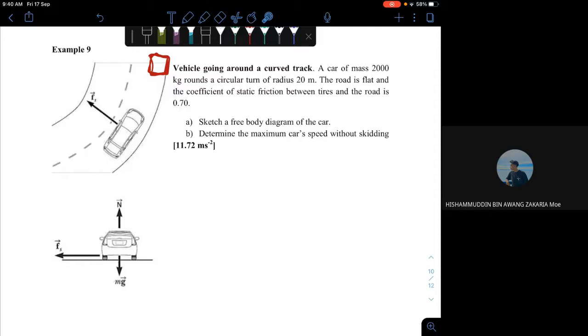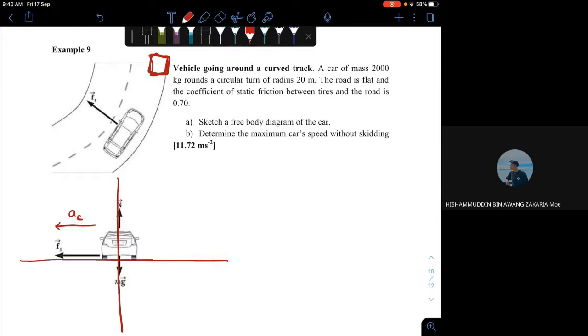Okay, but you know, ada force yang tarik dia ke tengah, iaitu our frictional force. Okay, so this one is your Y component, this is your X component. Again, dah ada N, weight dengan Fs, and then kita akan draw the centripetal acceleration which is towards the center. Okay, AC. So AC acceleration, ada acceleration ke tengah.